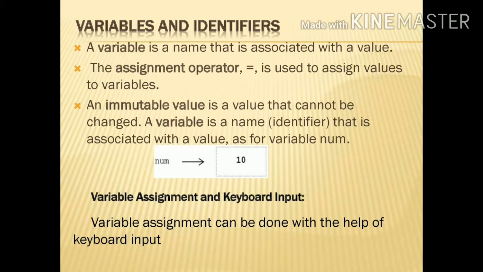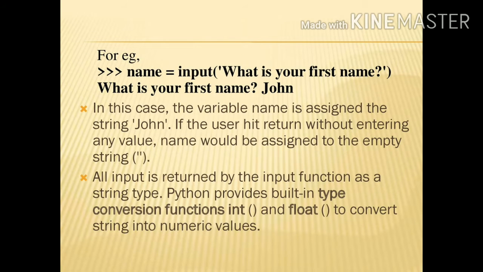Variable assignments and keyboard inputs. Variable assignment can be done with the help of keyboard inputs. For example, let's see an example. name = input('What is your first name?') Then the answer will be typed using the keyboard as John. In this case, the variable name is assigned to the string John.